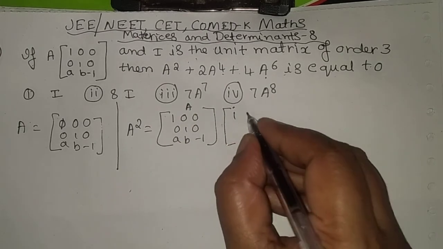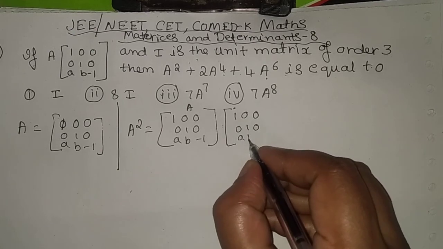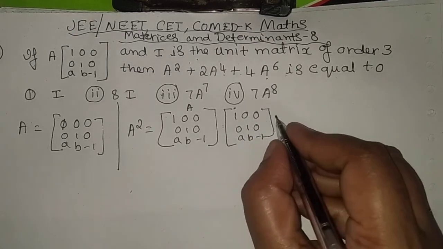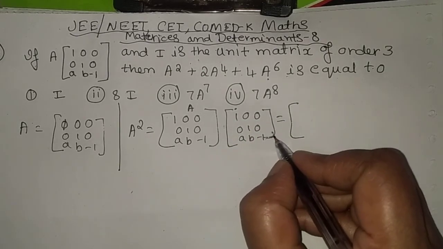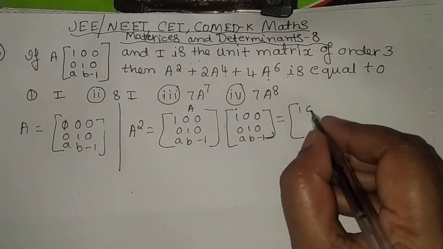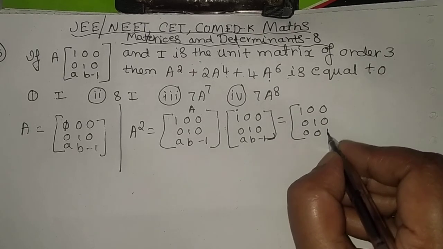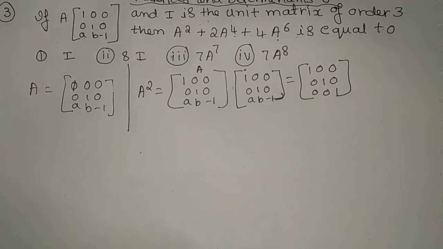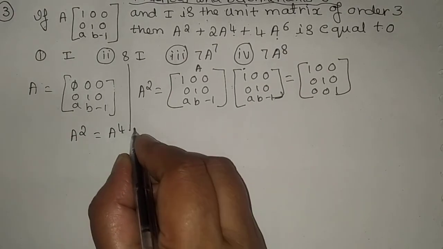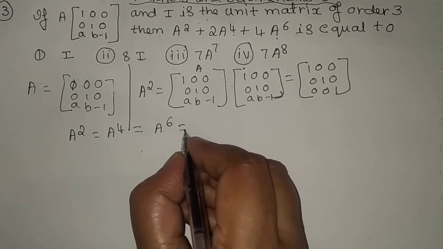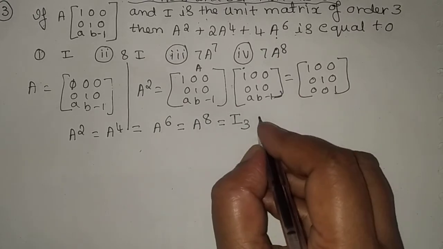Once again take the same matrix A, 1 0 0, 0 1 0, 0 0 minus 1, then multiply these two. After multiplying this, I will not write it in detail, we get the identity matrix. So therefore we can write A square is equal to A to the power of 4 is equal to A to the power of 6 is equal to A to the power of 8, which we can equate to the identity matrix.